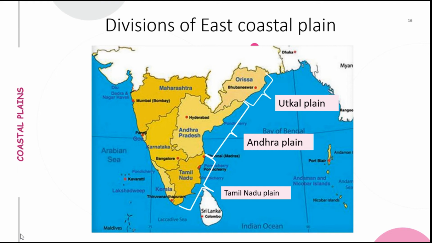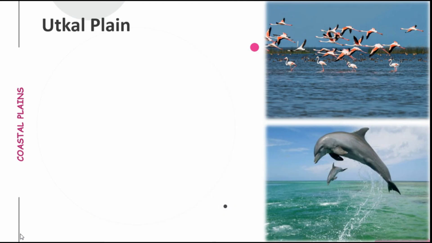Depending upon the physiographic variations, the entire plain is divided into three regions. The Odisha coast is known as the Utkal Plain, the Andhra coast is known as the Andhra Plain, and the Tamil Nadu part is known as the Tamil Nadu Plain. So from north to south, they are divided into three: Utkal Plain, Andhra Plain, and the Tamil Nadu Plain. First one is the Utkal Plain.